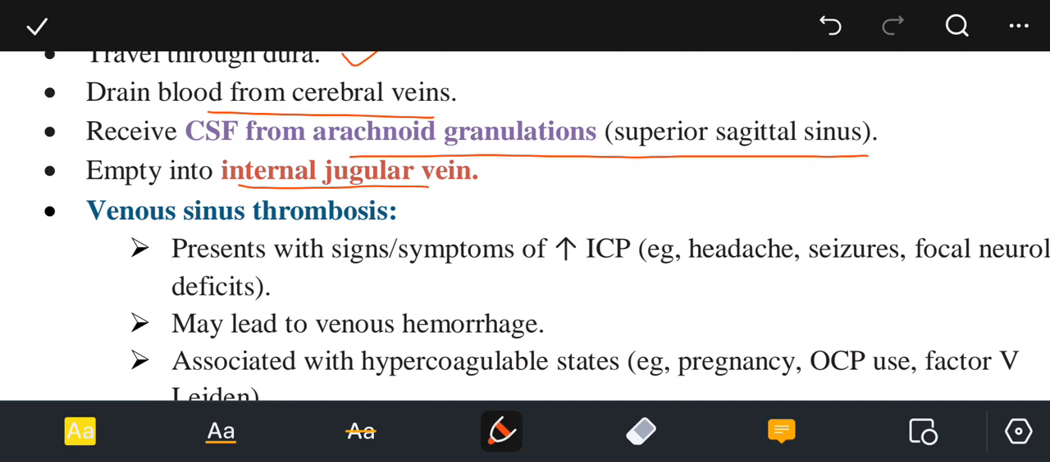Okay, I'm sorry, I was wrong. They do not drain in the cavernous sinus. The cavernous sinus is also a dural venous sinus. All of them together drain into the internal jugular vein. Next, venous sinus thrombosis.